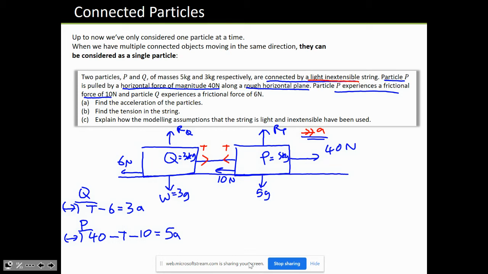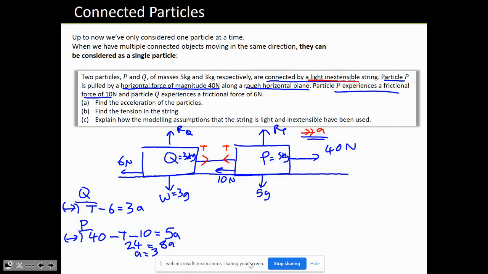We can add these two together. So 40 take away 10 is 30, take away 6 is 24. T take away T cancels out, so we just end up with 24 when we add the two together. And then 3a plus 5a is 8a. So we can figure out our acceleration here being 24 divided by 8, which is 3.